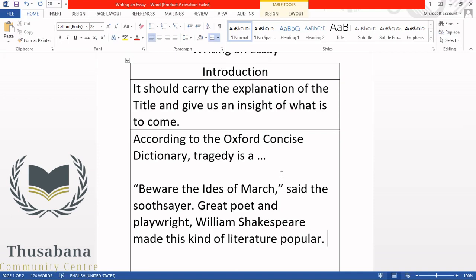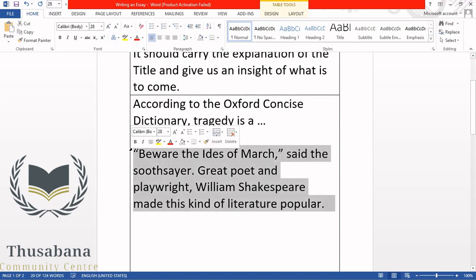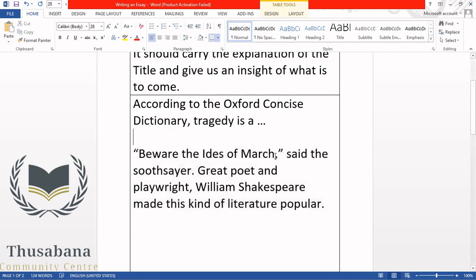Okay, cool. Right. I would also go with this type of a beginning, right? Introduction. So now people would want to know what type of literature that is, right? But people who have read Julius Caesar, this is a quote from Julius Caesar, right? You know that Julius Caesar was killed on the 15th of March.